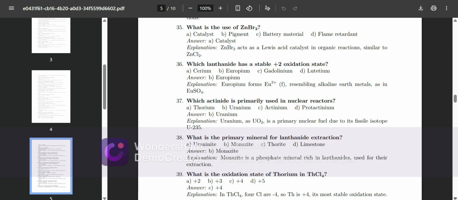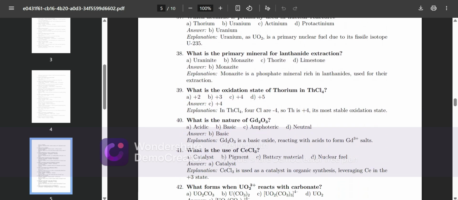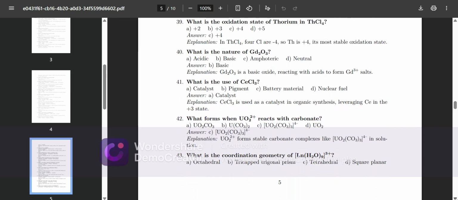What is the oxidation state of titanium in TiCl4? Plus 4. In TiCl4, 4 chlorines are minus 4, so Ti is plus 4, its most stable oxidation state. What is the nature of Gd2O3? Basic. Gd2O3 is a basic oxide reacting with acids to form Gd3+ salts.